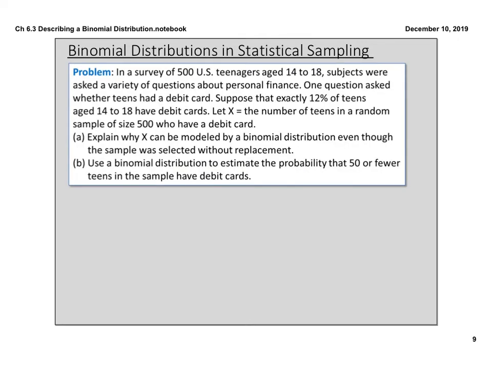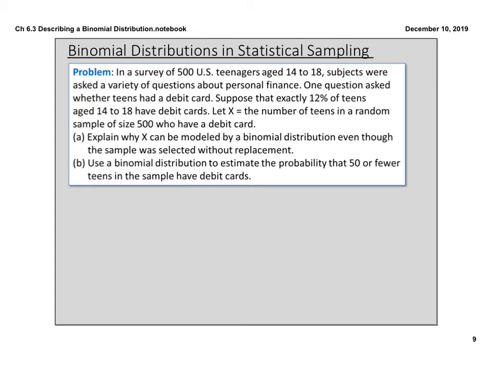All right, so let's look at a question here. It says, in a survey of 500 U.S. teenagers from age 14 to 18, subjects were asked a variety of questions about personal finance. One question asked was whether teens had a debit card. Suppose that exactly 12% of teens aged 14 to 18 have debit cards. Let X equal the number of teens in a random sample of 500 who have a debit card. Explain why X can be modeled by a binomial distribution even though the sample was selected without replacement.